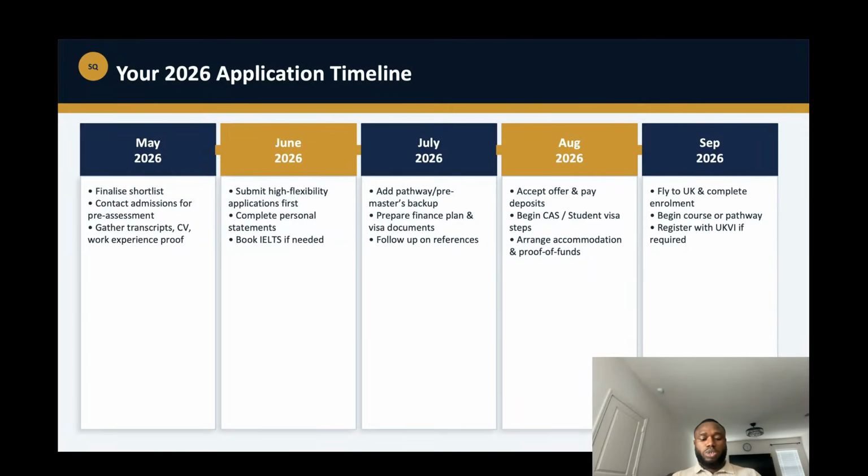You want to use the first maybe 1 to 2 weeks of May to finalize a shortlist of all the schools that you think you want to apply to, based on location, based on the specific program you want to do, and based on the tuition amount. So you want to shortlist all of those schools. Reach out to us on WhatsApp and we can help you with that shortlist free of charge.